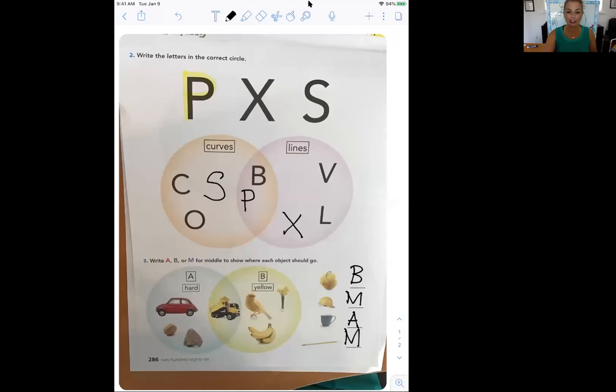Great job, guys. So how do you feel? Let me get back to my screen. How do you feel about the Venn diagram? Aren't they fun? Yes, they are.